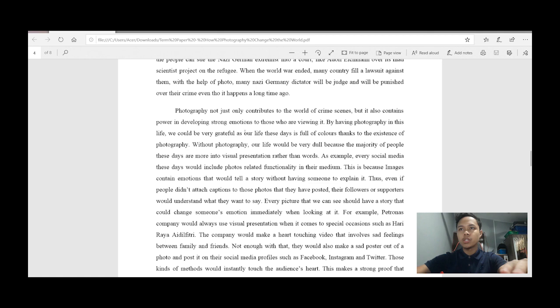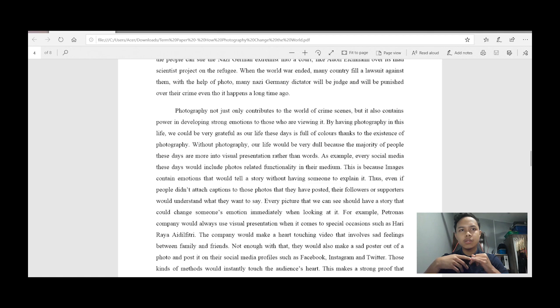Photography not only contributes in crime scenes, but it also has the power of developing strong emotions in those who are viewing. For example, when people are scrolling through Instagram and Facebook or any social media, or going through their old pictures, searching on film or anything related to it, they will have some sort of emotions, either sad, happy, or anything related to emotions.